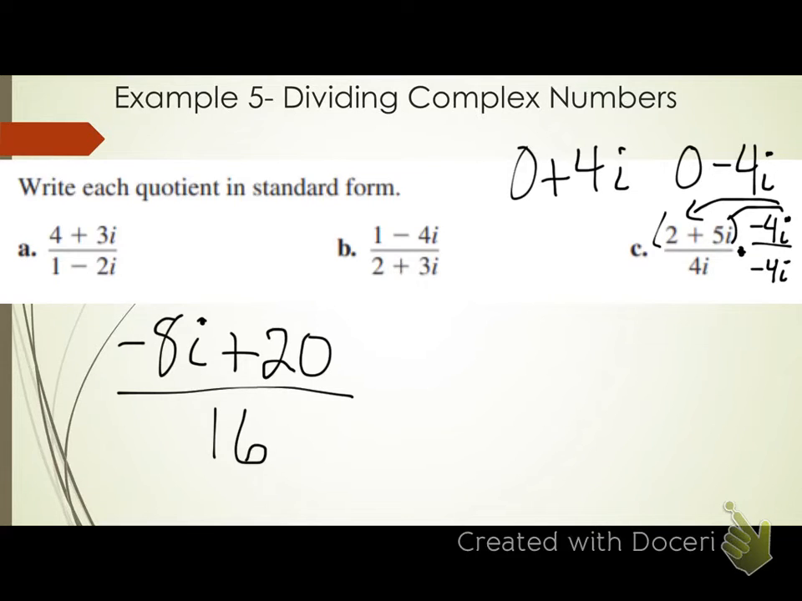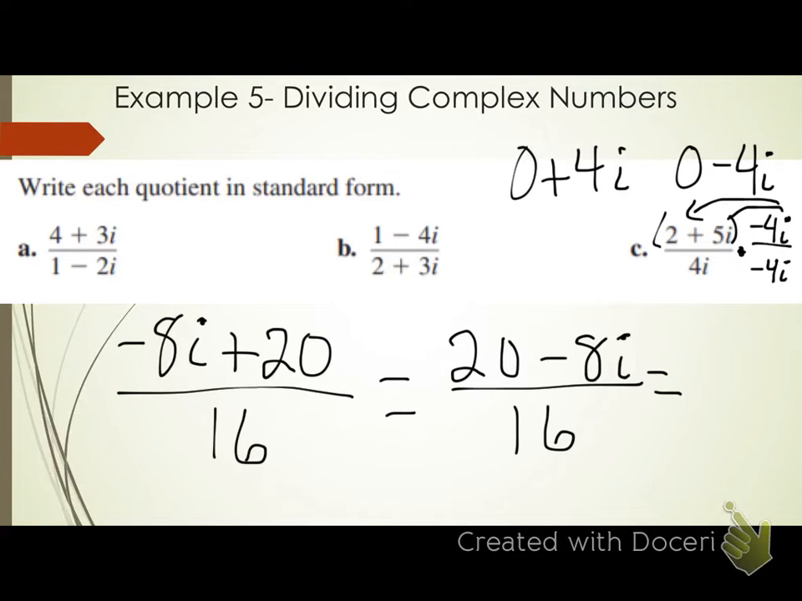What's standard form of a complex number? A plus bi. Is that a plus bi? No, so I need to flip those, right? So it becomes 20 minus 8i over 16. Is there any more simplifying I can do with my numerator? Nope. Is there any more simplifying I can do with my denominator? No. But is there something I can do with division here? Yes. What are they all divisible by? 4. So I can divide them all by 4 and reduce them down.